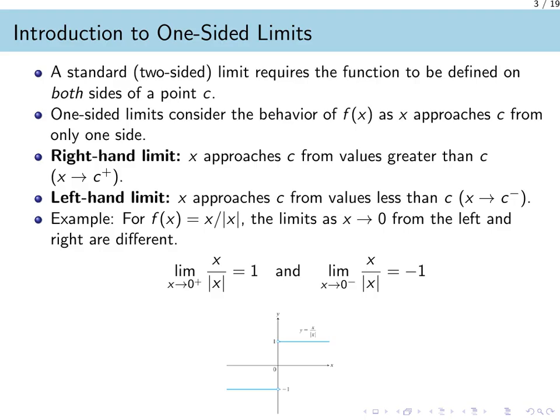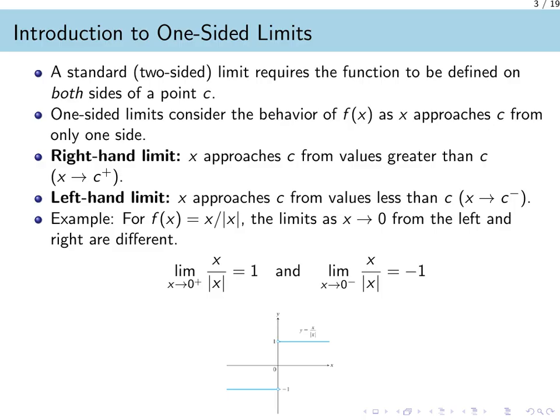Sometimes a function approaches different values depending on whether we approach a point from the left or the right, which is why we need one-sided limits. While a standard two-sided limit requires a function to be defined on both sides of a point C, a one-sided limit examines the behavior from just one direction. A right-hand limit describes what happens as x approaches C from values greater than C. Conversely, a left-hand limit describes the behavior as x approaches C from values less than C.